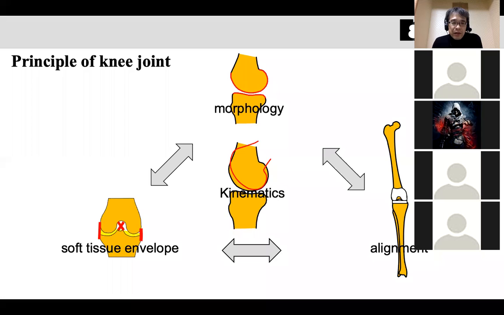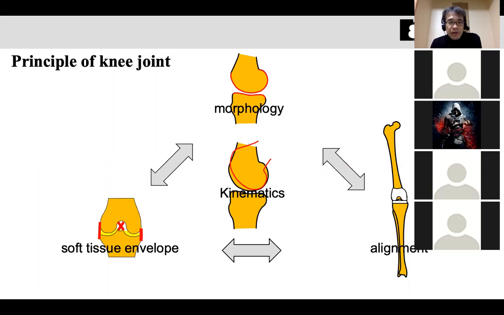And the total alignment is influenced by the soft tissue, and the result is a very complex combination of the kinematics produced. The combination of these three items. As a result, the patient morphology, soft tissue, and alignment and kinematics is quite different among the patients. There's not decided only one. So it is a very difficult thing in terms of the knee joint.